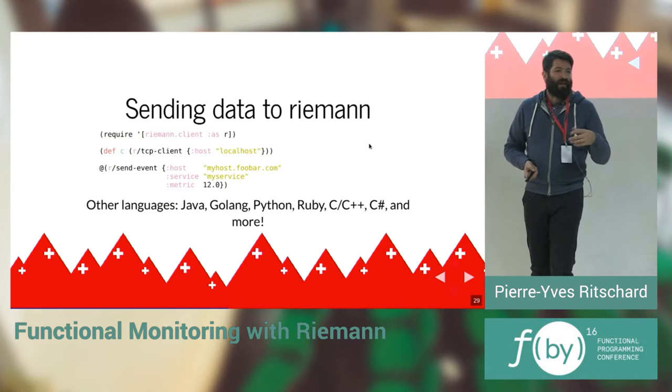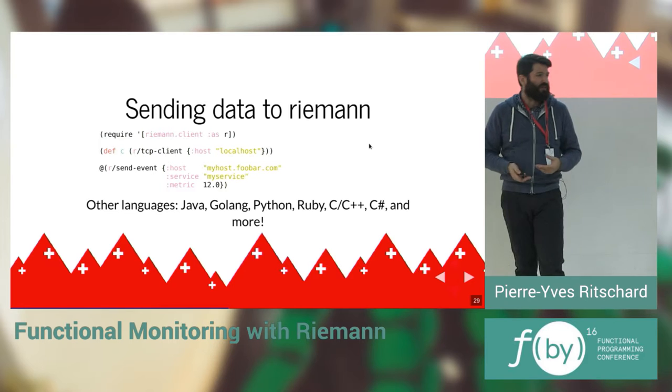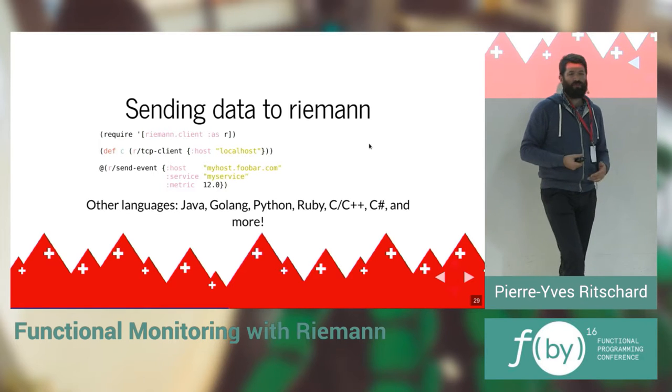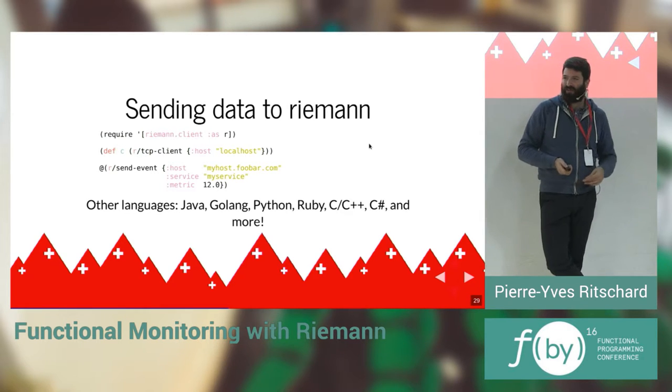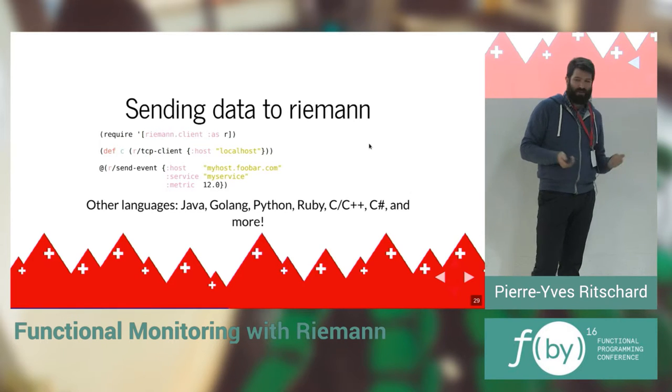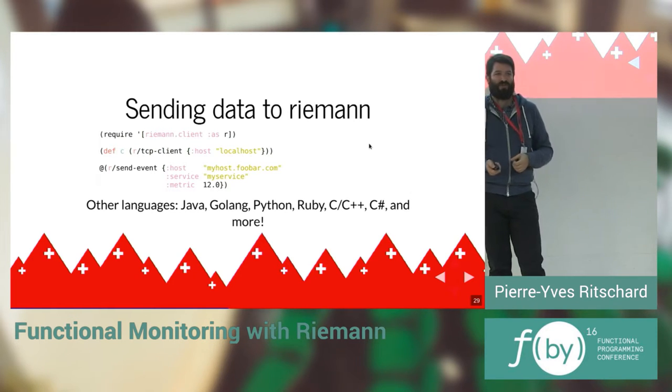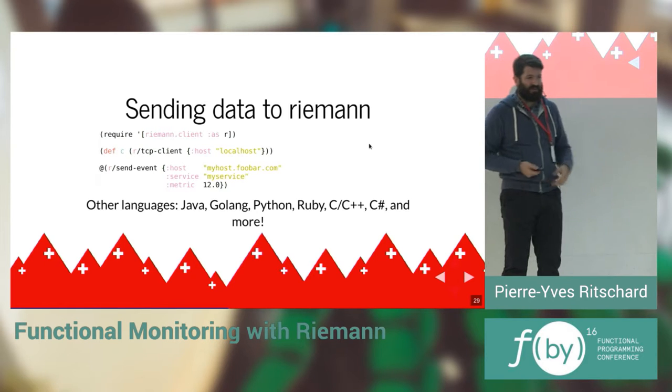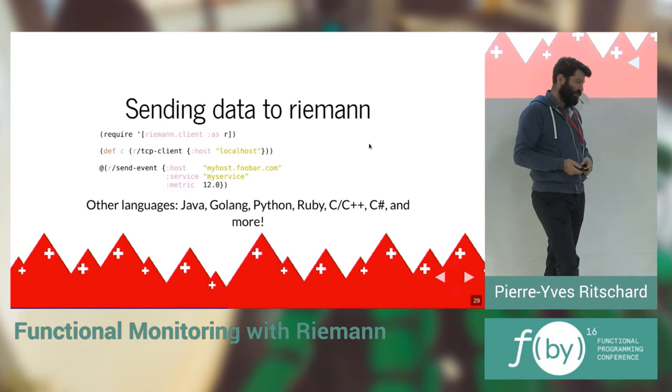To send data to Riemann from any application, you can use any language you want, really. I'm not sure there are platforms that are not able to send to Riemann, mostly thanks to the C and C++ support for it. Here, you have a small example on how to do that in Clojure. It also works on the JVM, on Golang, Python, Ruby, and whatnot.